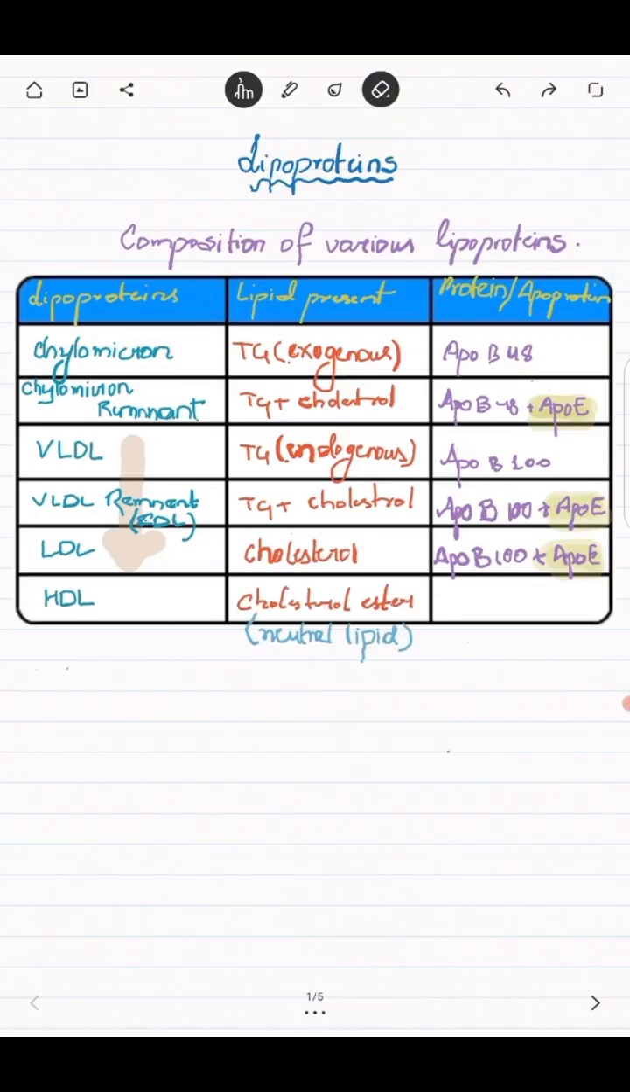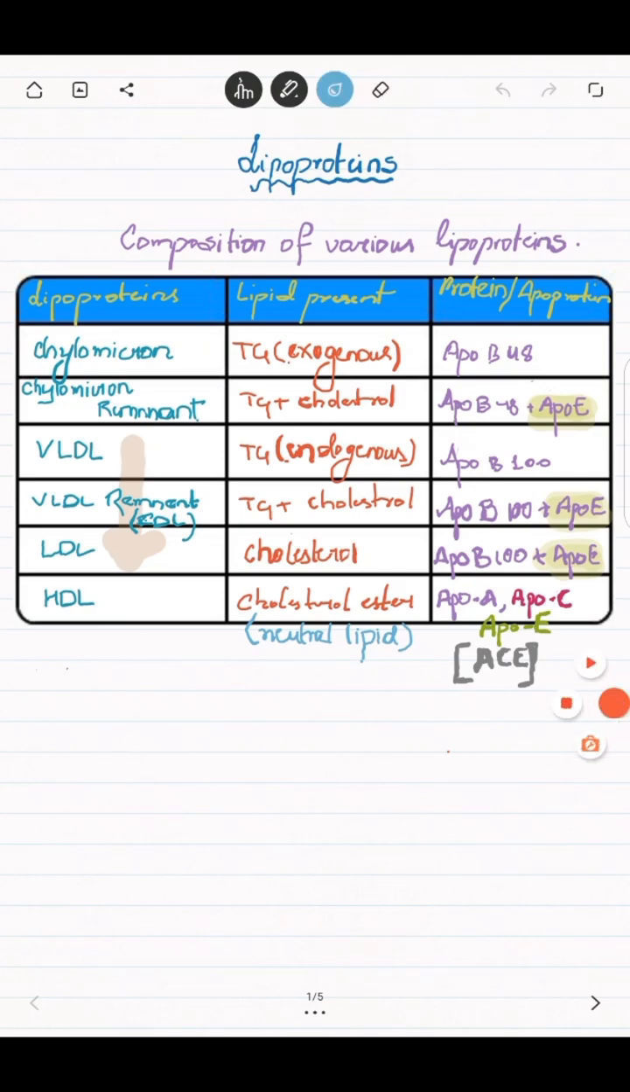Now the last HDL, which is also known as good cholesterol because it is responsible for reverse transport of cholesterol from peripheral tissues to the liver. It also contains cholesterol, but in the form of cholesterol ester, which is a non-polar one present in the hydrophobic core I showed you in the diagram of the lipoproteins. It is a neutral lipid. Now the apoproteins it contains are ApoA, ApoC, and ApoE. You can remember with the help of mnemonic ACE.